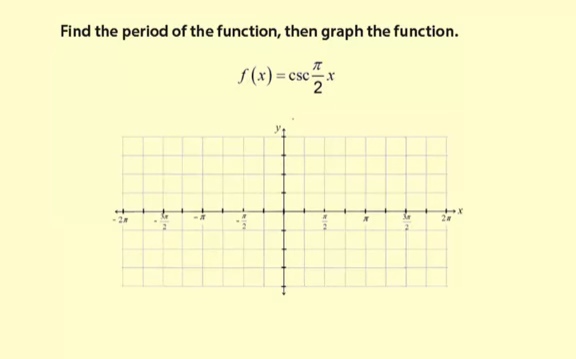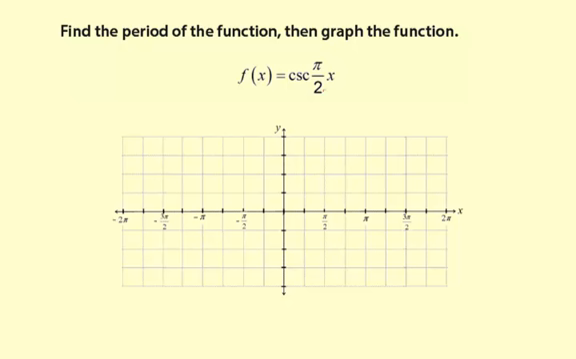Find the period of the function, then graph the function. F of x equals cosecant of pi over 2x. This pi over 2 causes a horizontal shrink by 2 over pi. But really, there's an easy way to figure out the period of the function.